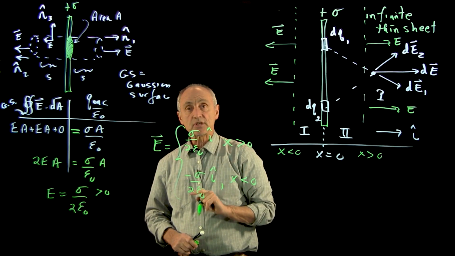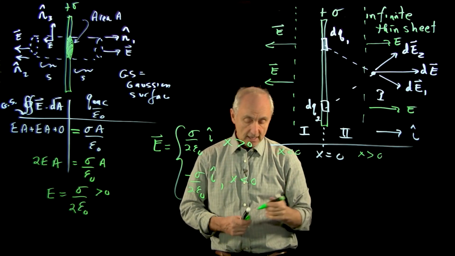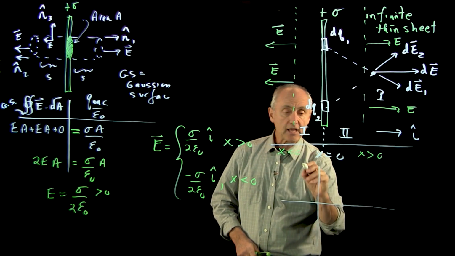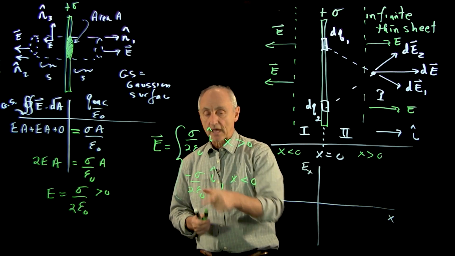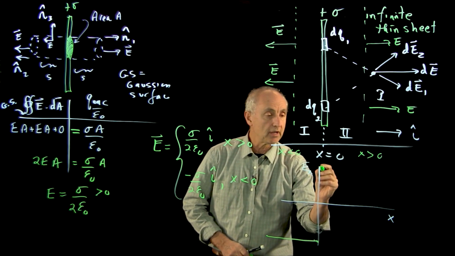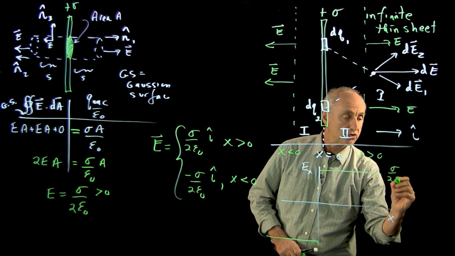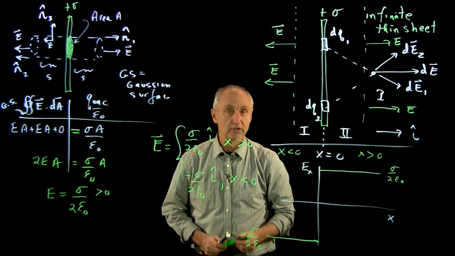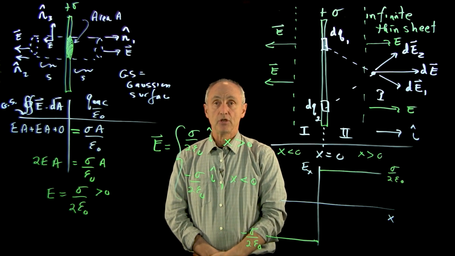But notice that there's a discontinuity at x equals 0 because this is a very thin sheet. In fact, if we made a graph of the x component of the electric field as a function of x, we see that on this side the component is negative, there's a discontinuity here, and on this side it's positive. The value here is sigma over 2 epsilon naught, and the value down here is minus sigma over 2 epsilon naught. And so that's the electric field for a single thin sheet using Gauss's law.